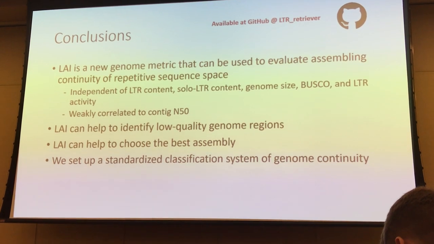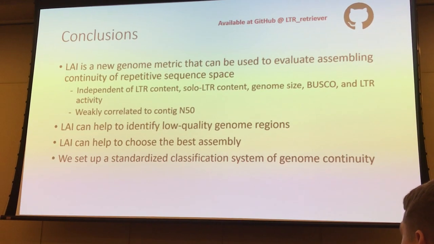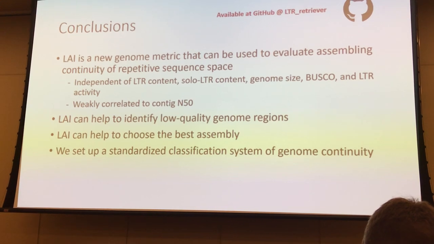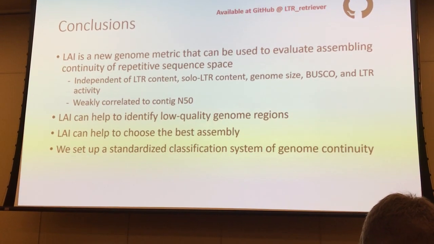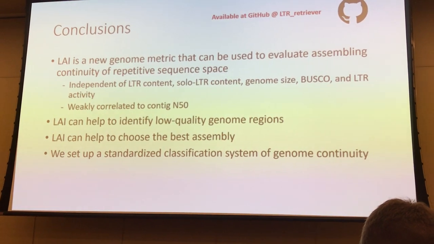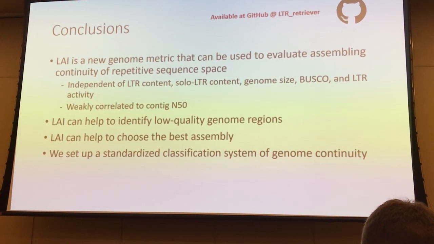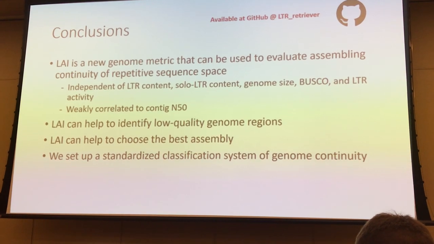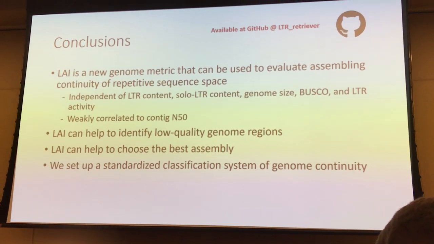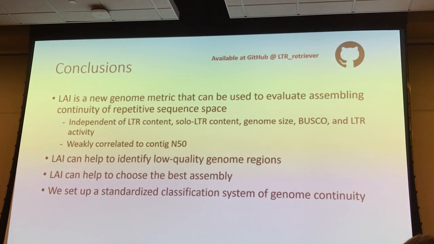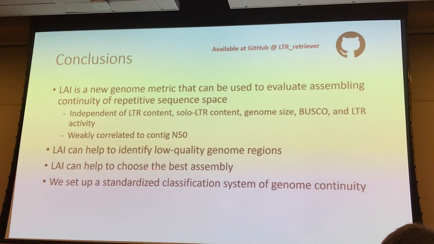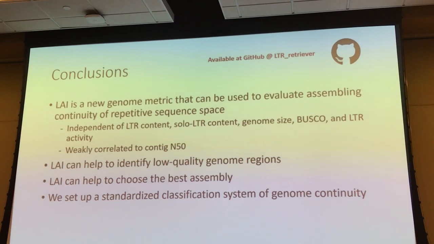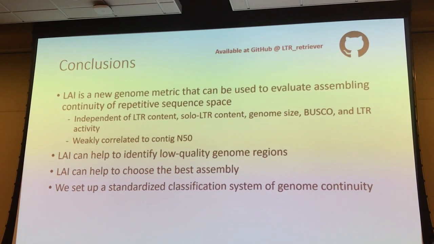So in conclusion, LAI is a new genome metric that can be used to evaluate the sampling quality of the repetitive sequence space. It's independent of LTR content or the removal of LTRs, like LTR biology, or the genome size, and it's also independent of the gene space metrics, BUSCO and others, or the LTR activity. And it's weakly correlated to contig N50, because the longer contigs you have, the higher the continuity will be, right? And LAI can help to identify low quality genome regions which can be further improved if you identify them. And LAI can also help to choose the best assembly or choose the proper assembler parameters you can set. And we also set up a standardized classification system of genome continuity.